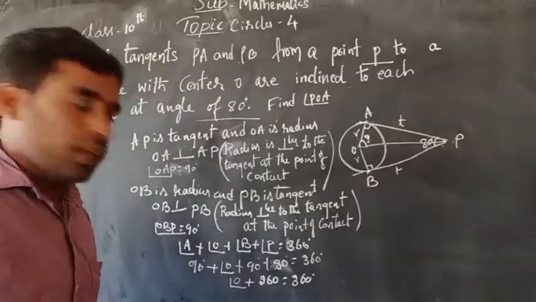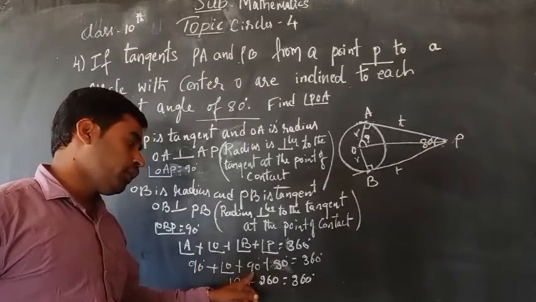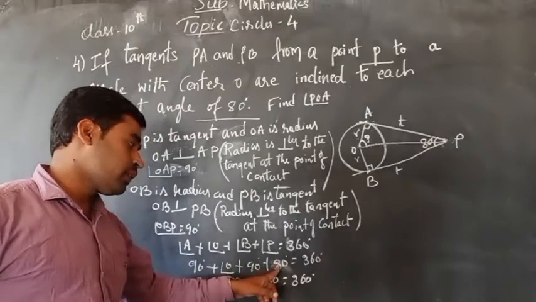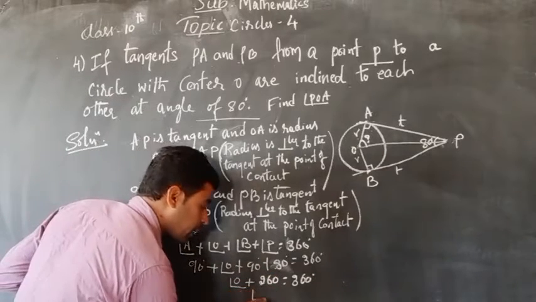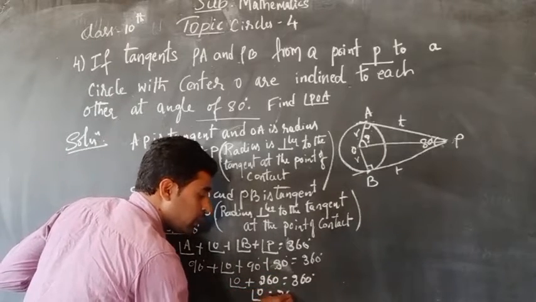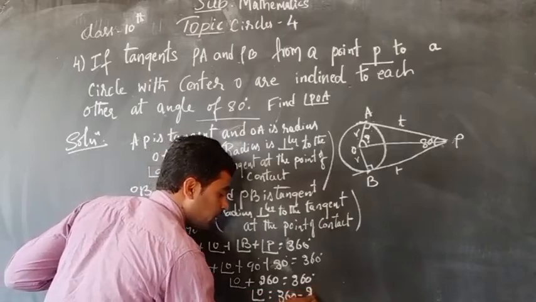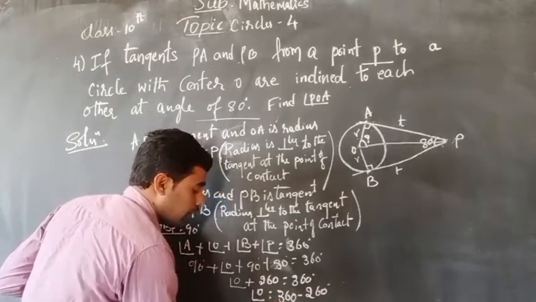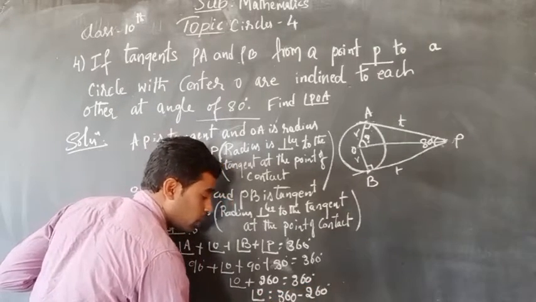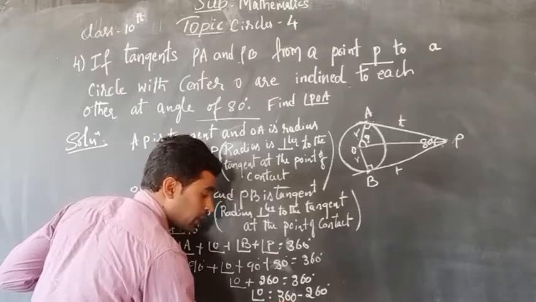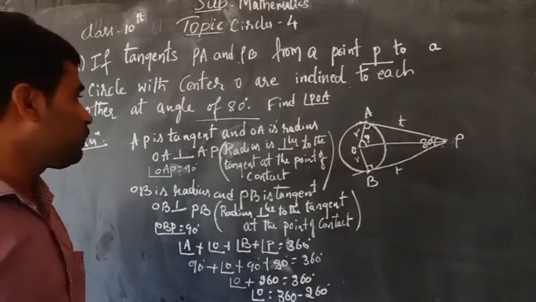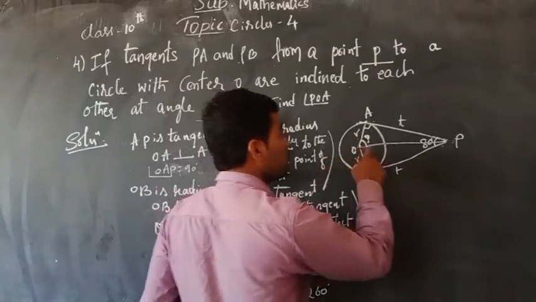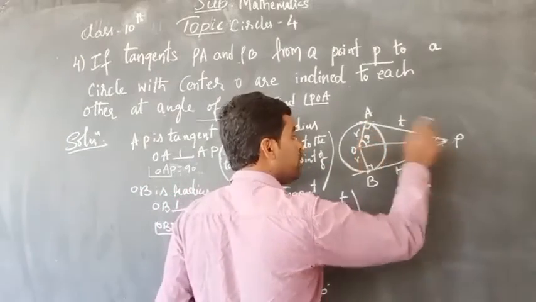Now 90 plus 90 is 180, 180 plus 80 is 260. Now angle O is equal to 360 minus 260. Therefore, angle O is equal to 100 degrees. Is it clear? Angle O is equal to 100. Now we have to find angle AOP.